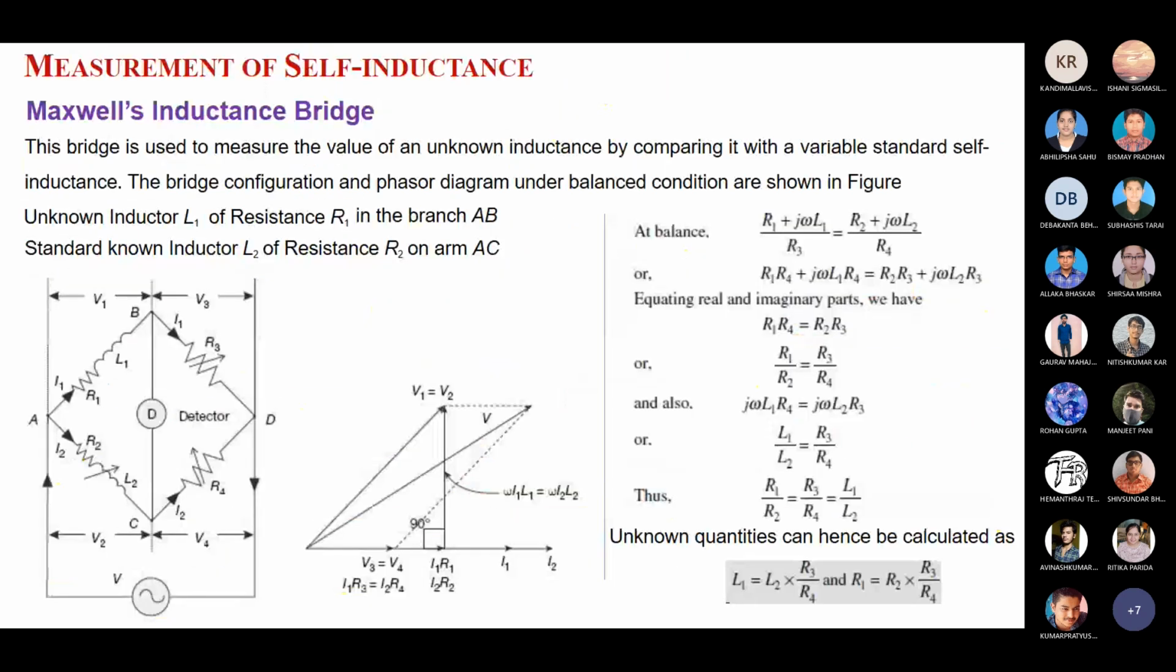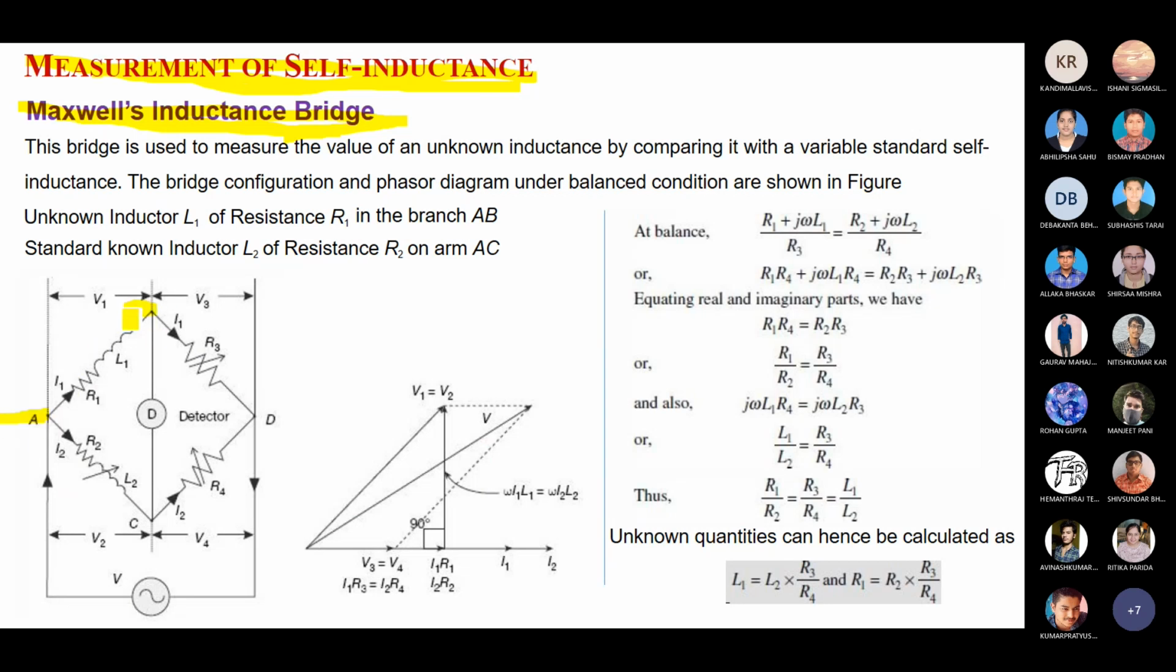This is called the Maxwell inductor bridge. In the Maxwell inductor bridge, we normally measure the self inductance. We measure it by the Maxwell bridge, in which you can see there are four arms.